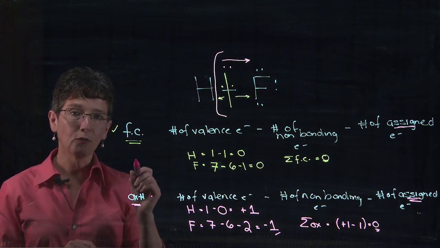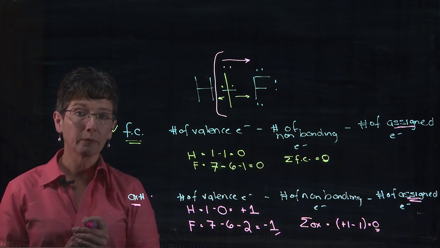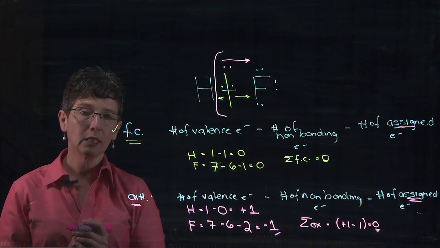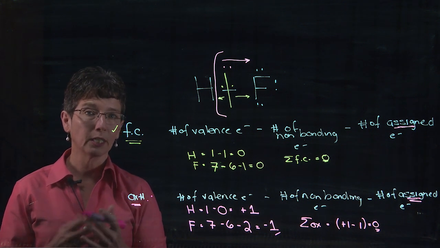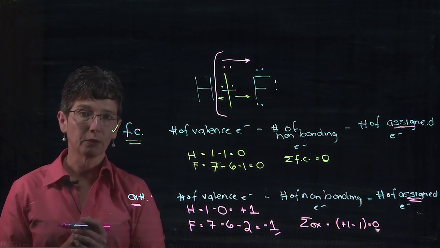And just remember that formal charge assumes the electrons are shared equivalently and that it's good for predicting structure. Oxidation numbers assume that the electrons are shared unequally, with the more electronegative element getting credit for all of the electrons in the covalent bonds, and oxidation numbers are useful for predicting reactivity.